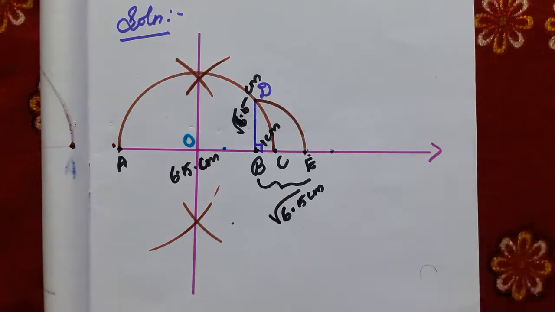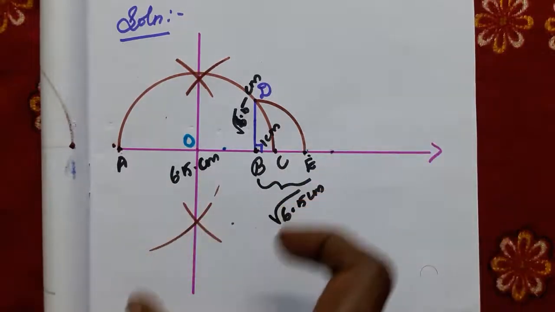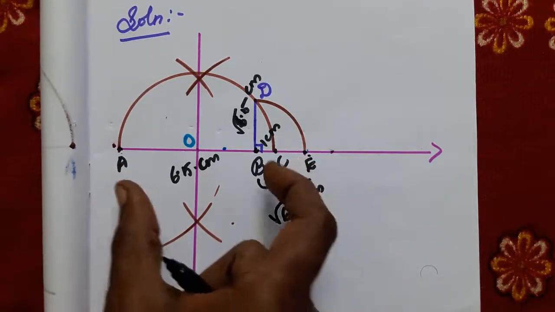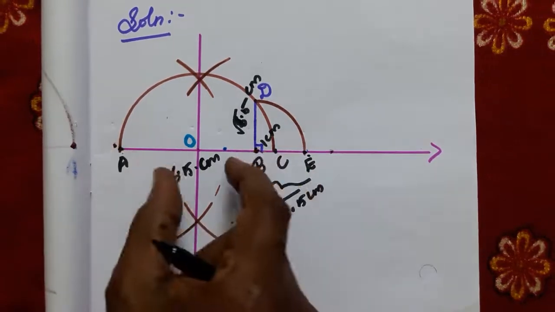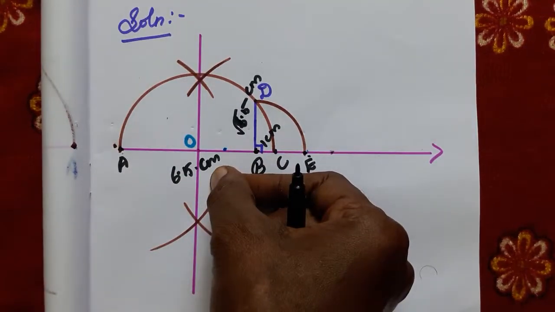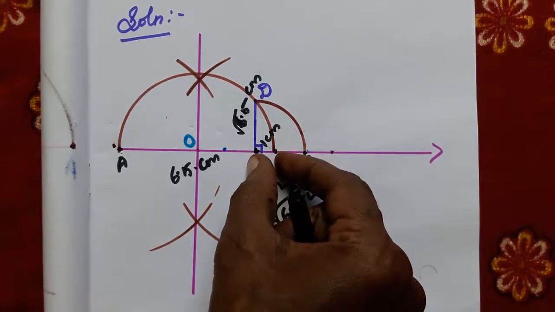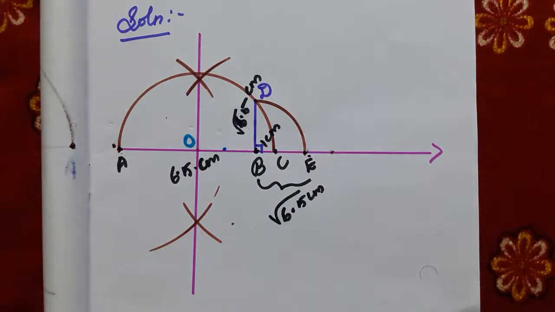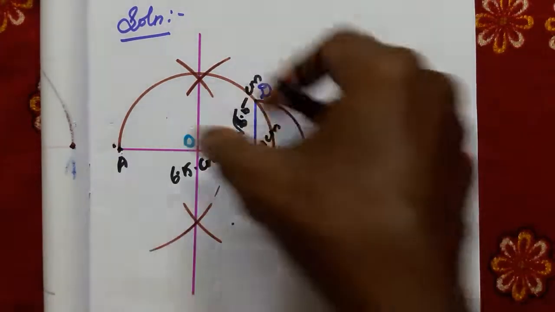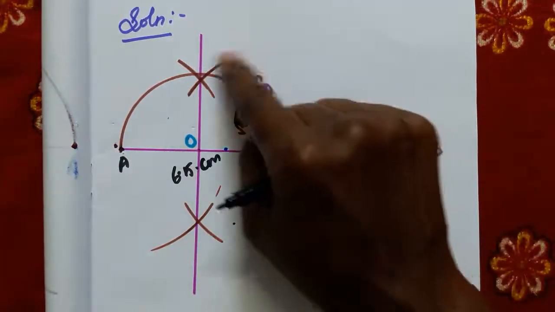Okay, first what you have to do? Draw a line. Mark a point A on it. Next, mark a point B such that AB is equal to 6.5 centimeter. Mark a point C such that BC is equal to 1 centimeter. Next, draw a perpendicular bisector of AC.